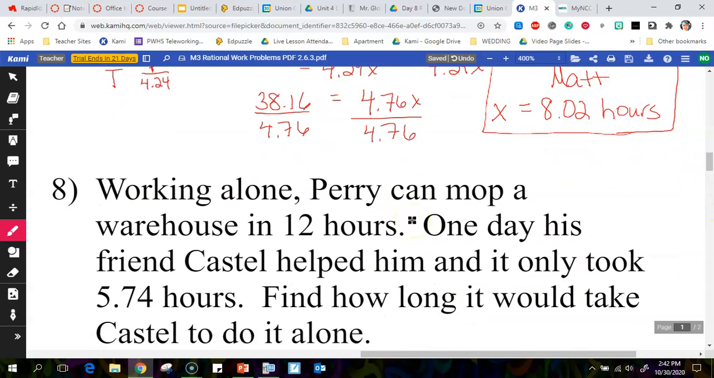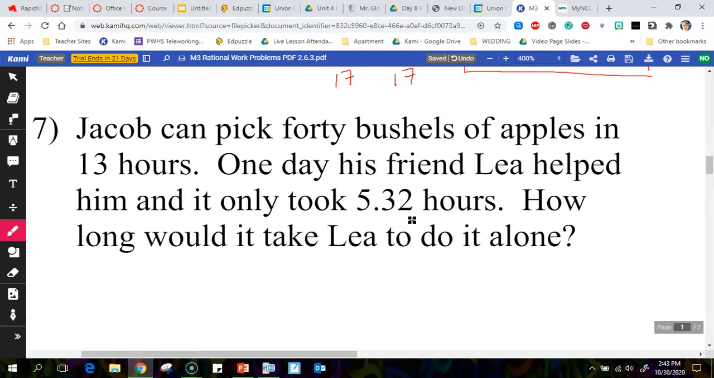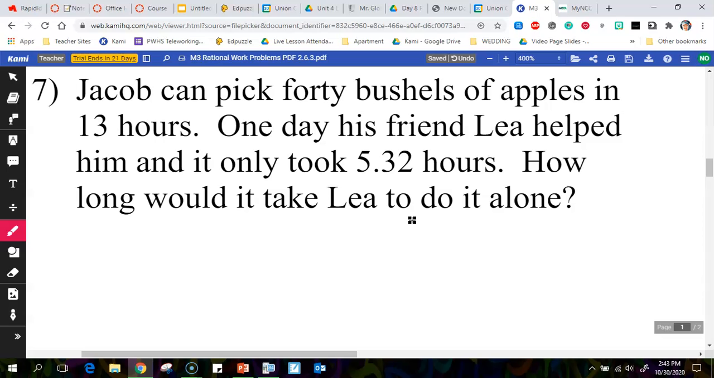We're at 17 minutes. We might can get like 10 done. Okay, let's see, what do we got? All right. This says Jacob can pick 40 bushels of apples. Again, the number doesn't matter. It doesn't matter how many bushels of apples it was. He can do this one job in 13 hours. So Jacob can do the job in 13 hours, okay?